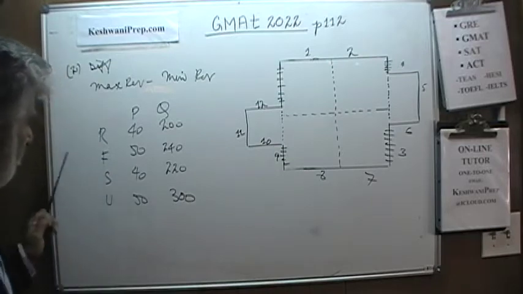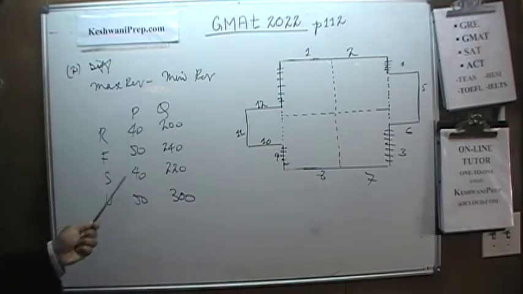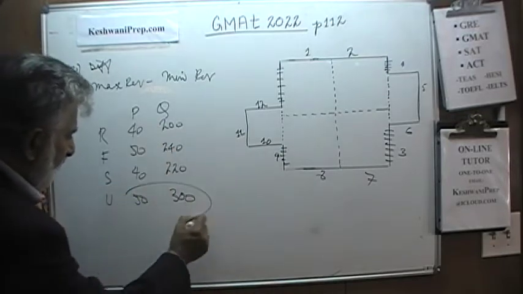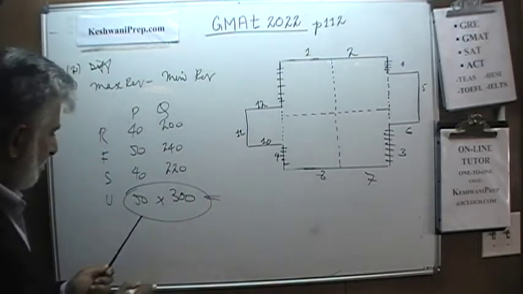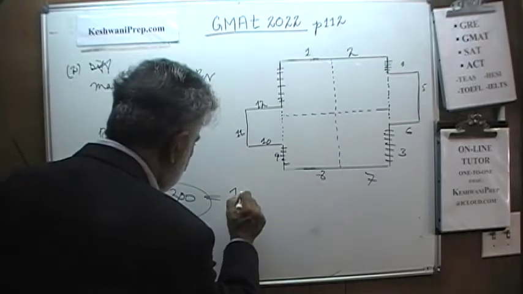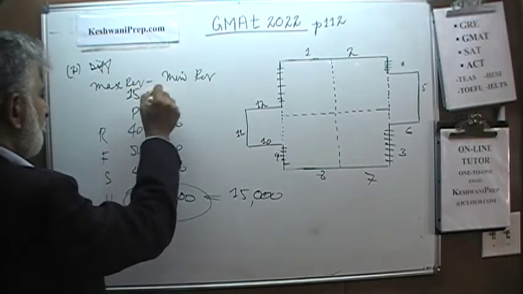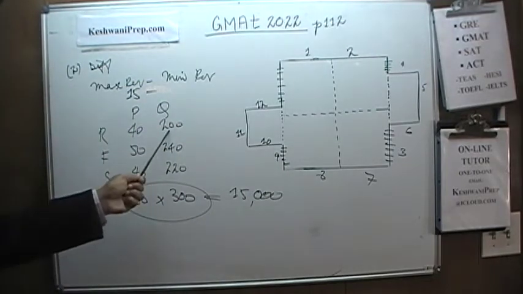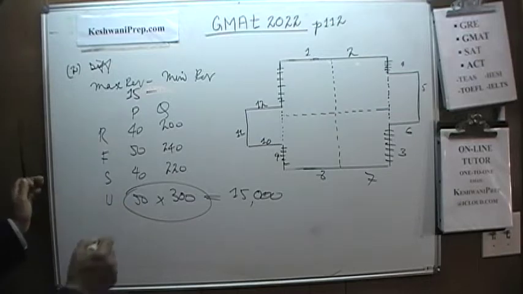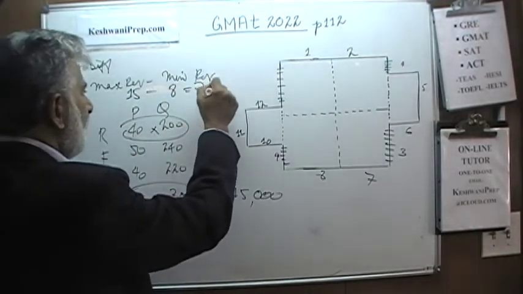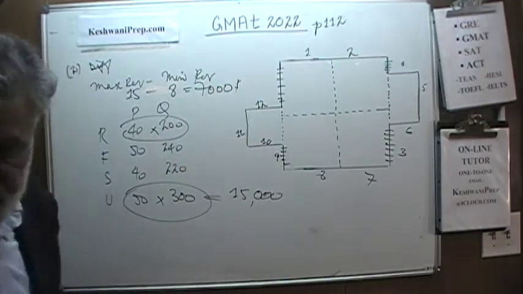Well, maximum revenue is right here. Among the prices, 50 is the higher price, and among the quantities, this is the highest quantity. So that's going to be the maximum. 5 times 3 is 15, so it's 15,000. That's the maximum. And where is the minimum? 200 is the lowest quantity there, and 40 is the lowest price. 4 times 2 is 8, so it's just 8,000. So the difference between the maximum revenue and the minimum revenue among these four nights happens to be $7,000. That's all.